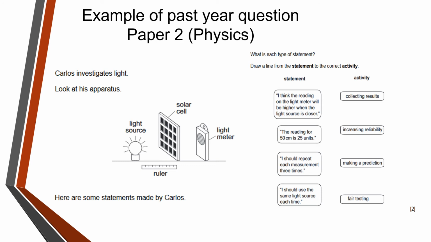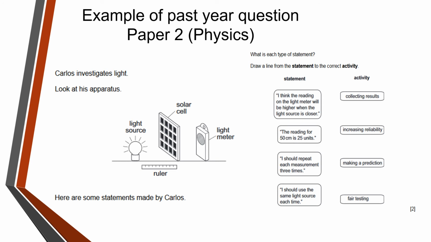Here are some statements made by Carlos. What is each type of statement? Draw a line from the statement to the correct activity. So I suggest students read all the statements first before deciding to draw the line.